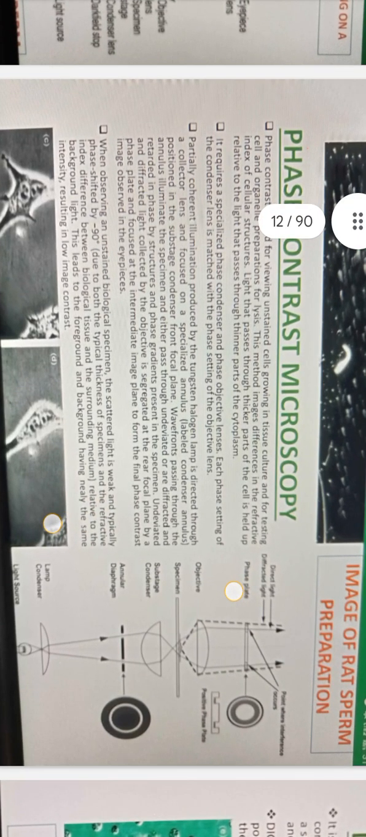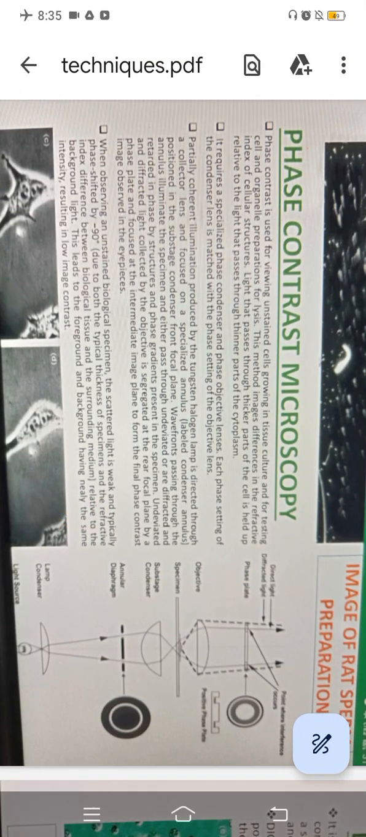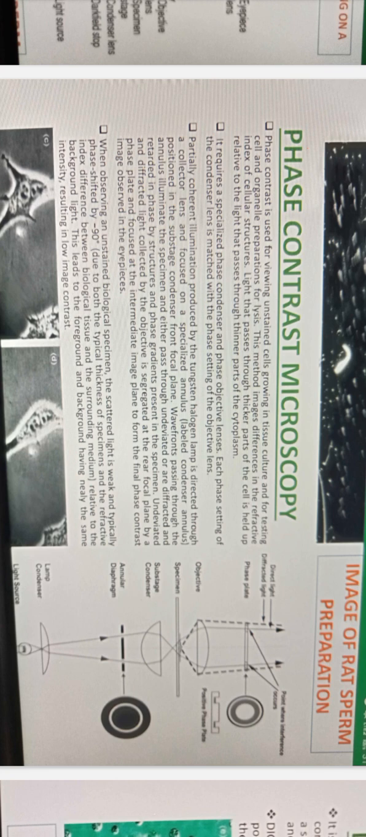And phase contrast microscope. Phase contrast is used for viewing unstained cells growing in tissue culture or for testing cells and organelle preparations for lysis. This method images differences in refractive index of cellular structures. Light that passes through thicker parts of the cell is held up relative to the light that passes through thinner parts of the cytoplasm. It requires a specialized phase condenser and phase objective lenses. Each phase setting of the condenser lens is matched with the phase setting of the objective lens.